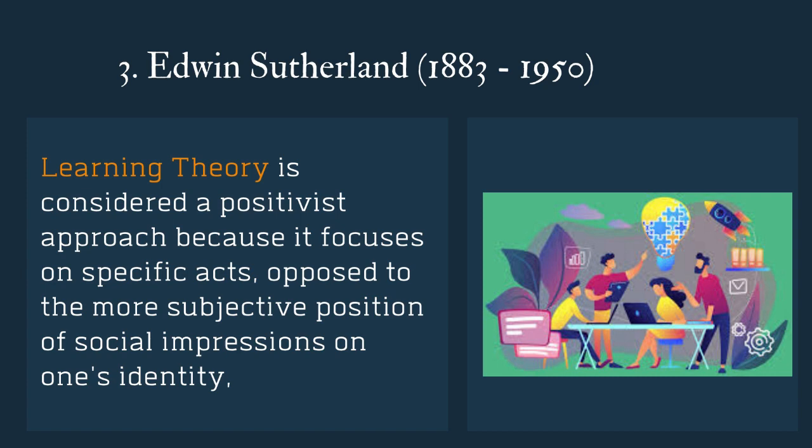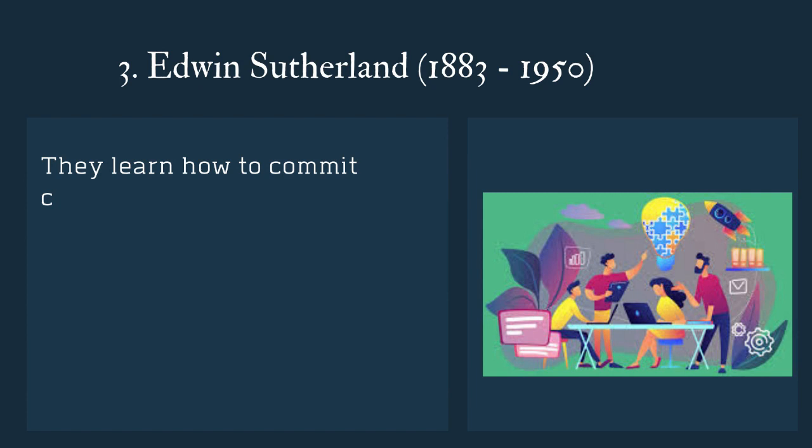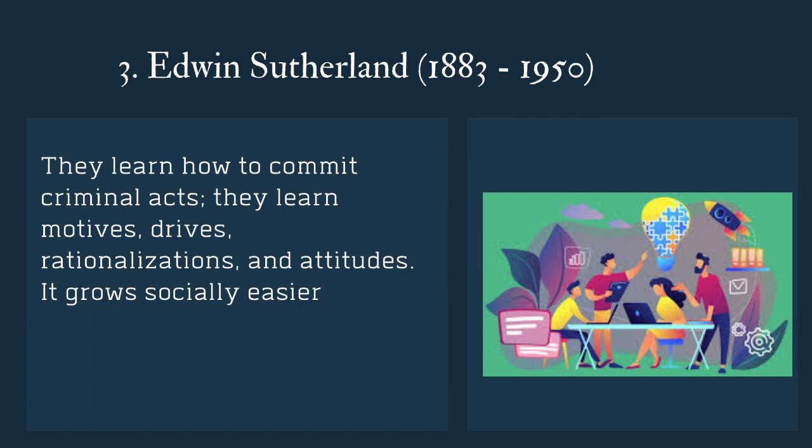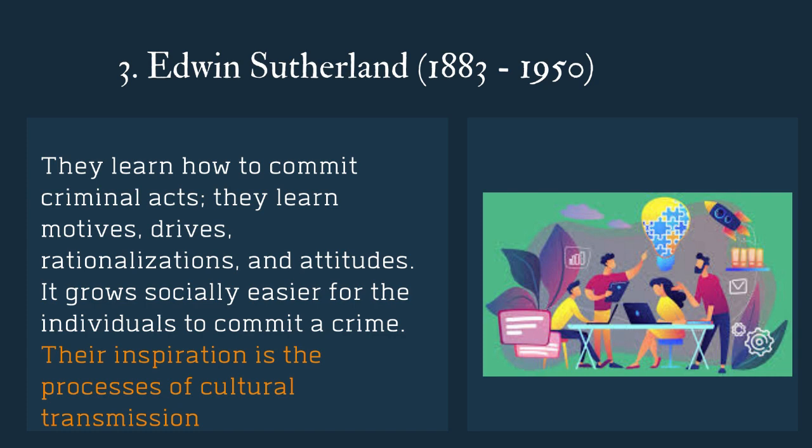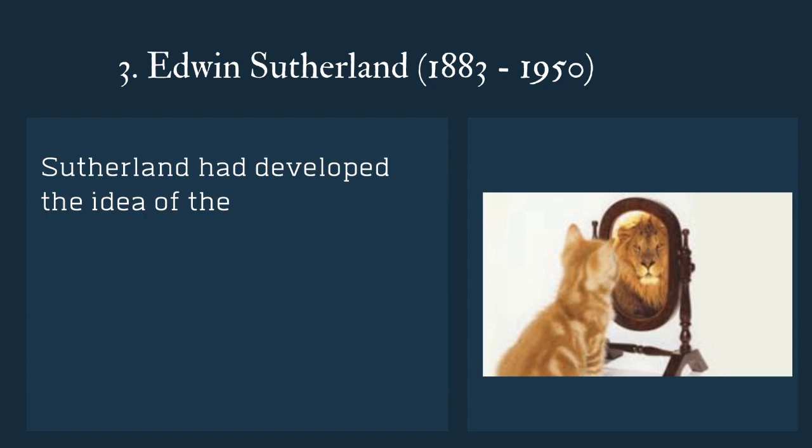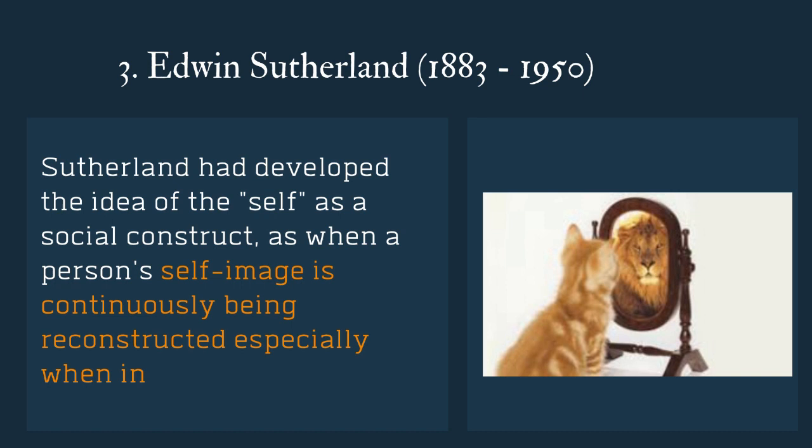They learn how to commit criminal acts. They learn motives, drives, rationalizations, and attitudes. It grows socially easier for the individuals to commit a crime. Their inspiration is the processes of cultural transmission and construction. Sutherland had developed the idea of the self as a social construct, as when a person's self-image is continuously being reconstructed, especially when interacting with other people.